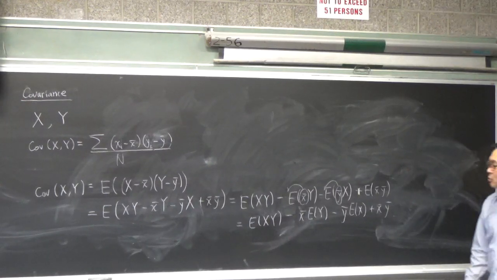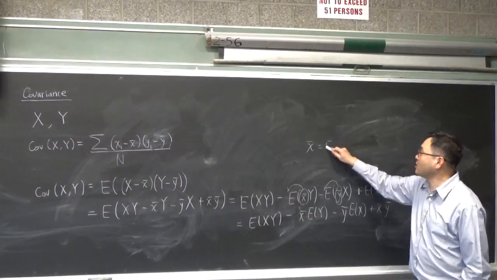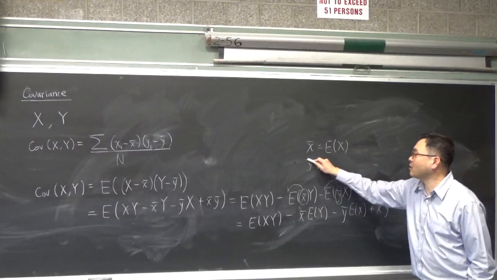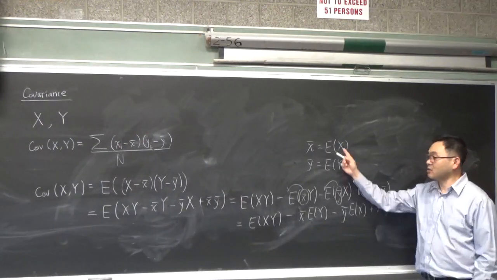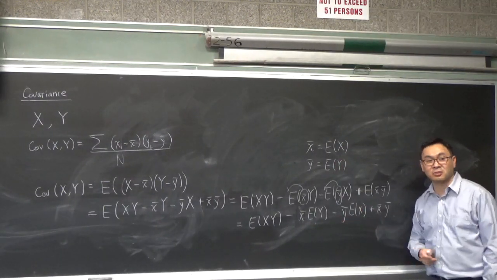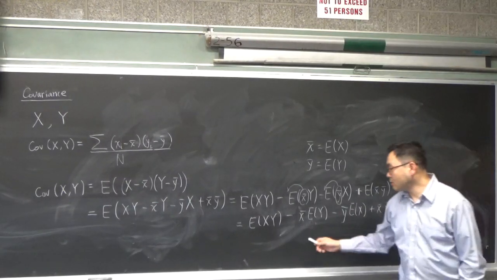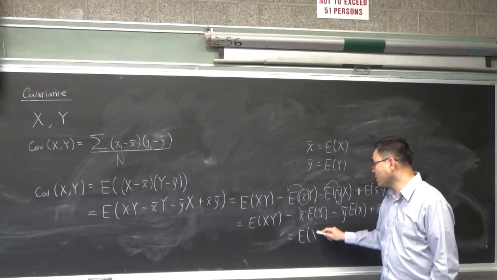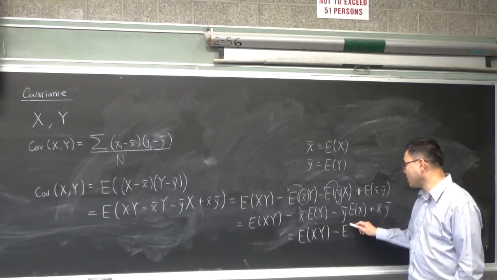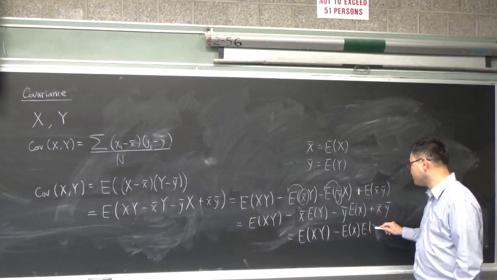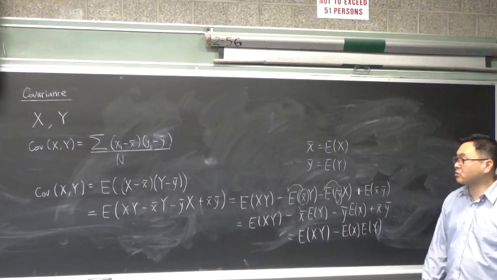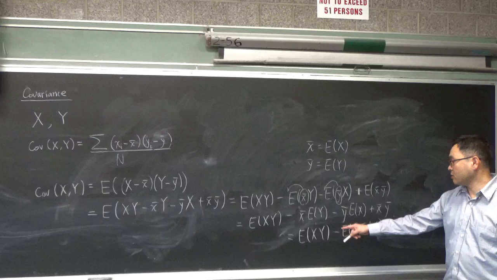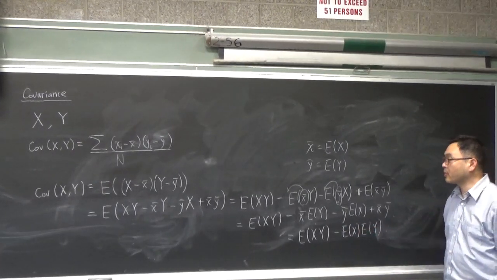But then, what is x bar? X bar is really E of x. That's what it means, right? Y bar is E of y. So if you rewrite these bars into this format, you see that all of these three are exactly the same thing, right? So you're going to end up with E of xy minus E of x, E of y. Okay, so it's a nice formula to use. Covariance of x and y is E of xy minus E of x E of y.